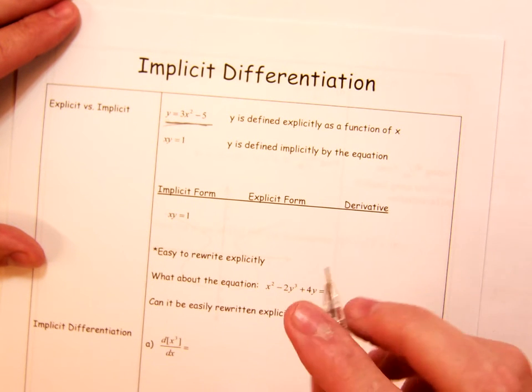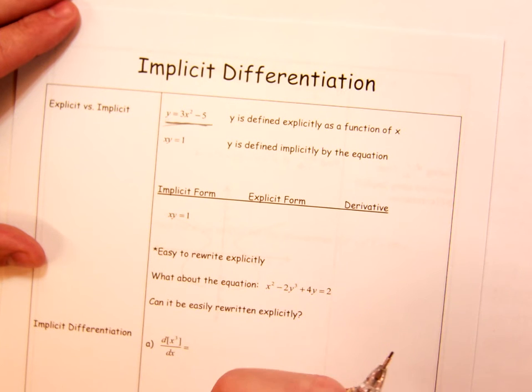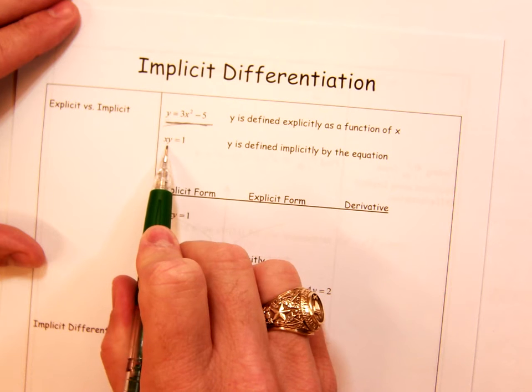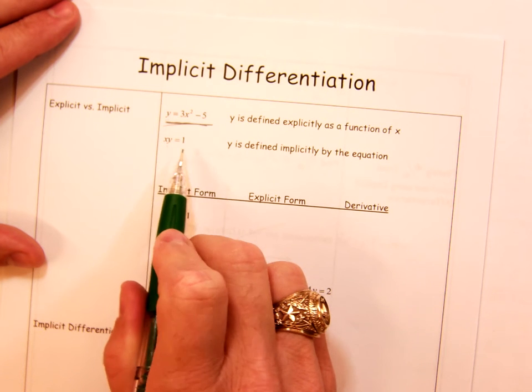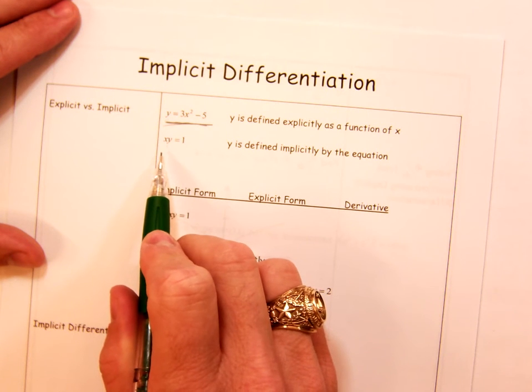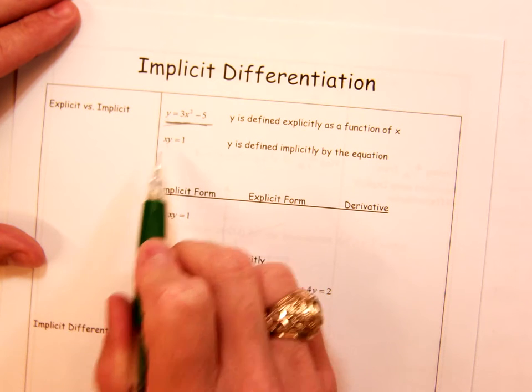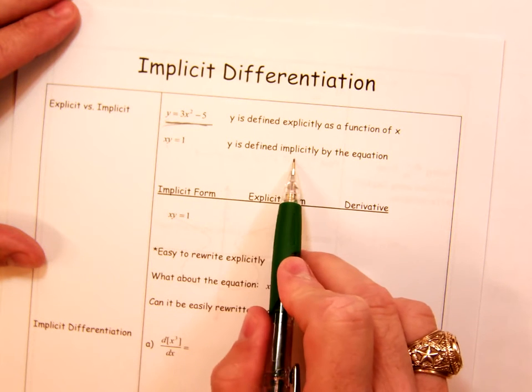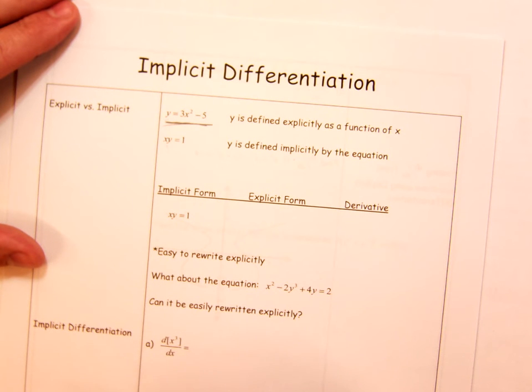Sometimes we have functions where it's very difficult to get that y by itself and define it explicitly by one variable. And when that's the case, it's like this: x times y is equal to 1. Even though that one would be easy to change to explicit, we would call it implicit. Okay, so y is defined implicitly by the equation.